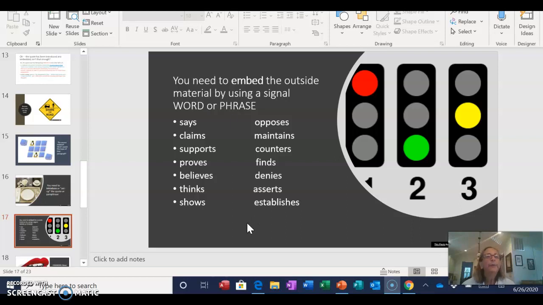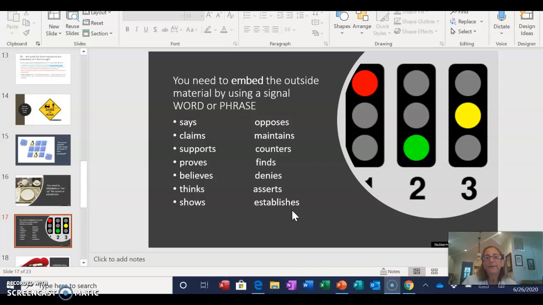argument paper. You can use says, claims, supports, proves, believes, thinks, shows. And you see the tense that these are all phrased in, correct? Opposes, maintains, counters, finds, denies, asserts, establishes. And any good reference work, rules for writers, there are worksheets in the Media Center, OWL at Purdue, our reference link, all of them have many, many resources for you. Just sample signal words and phrases, lists of them.